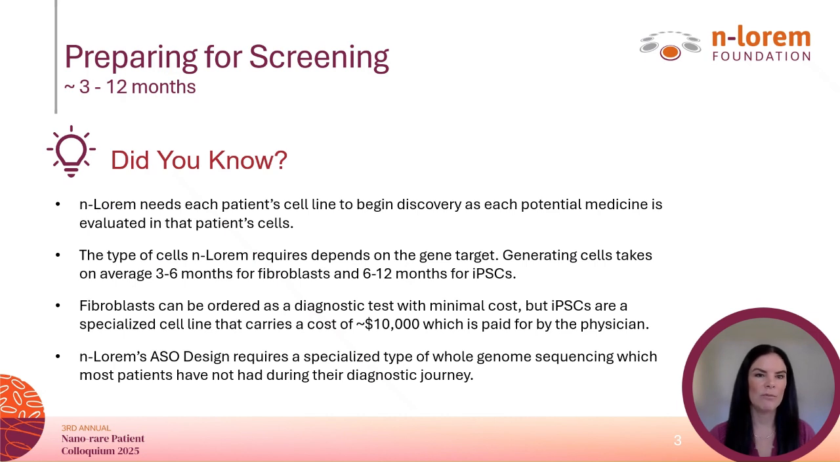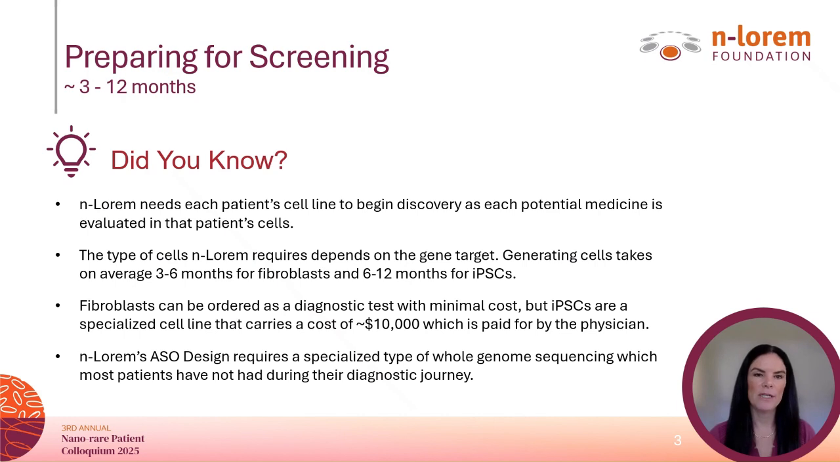For this reason, we really jump right into it after each patient is accepted into our portfolio if we know that we will need cells. There are two types of cells that we typically use in our screening process, either fibroblasts or induced pluripotent stem cells, or iPSCs. Each patient program only needs one of these types of cells, and the cell type is determined by the anticipated expression level of the gene target in different tissue types. After patient acceptance, we will communicate to the physician which cell type is required for the patient.